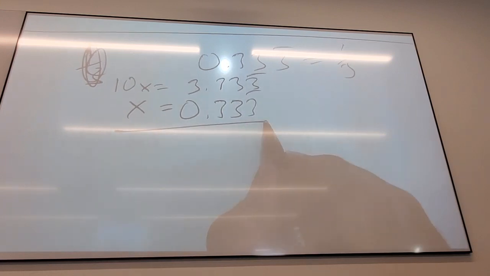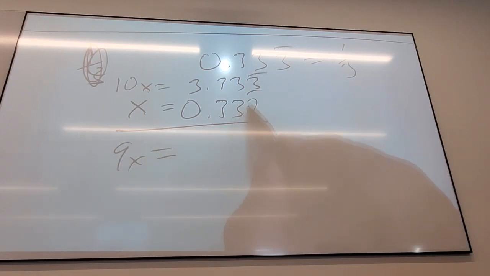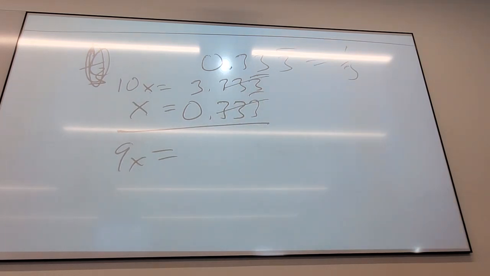What happens if I subtract both sides? 10x minus 1x is 9x. Is that cool? And what do I get here? Don't these parts cancel? Oh, yeah. The infinite 3's cancel, right?